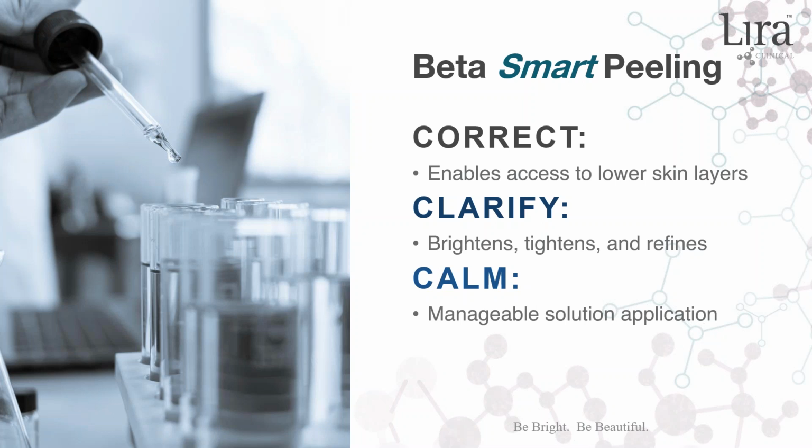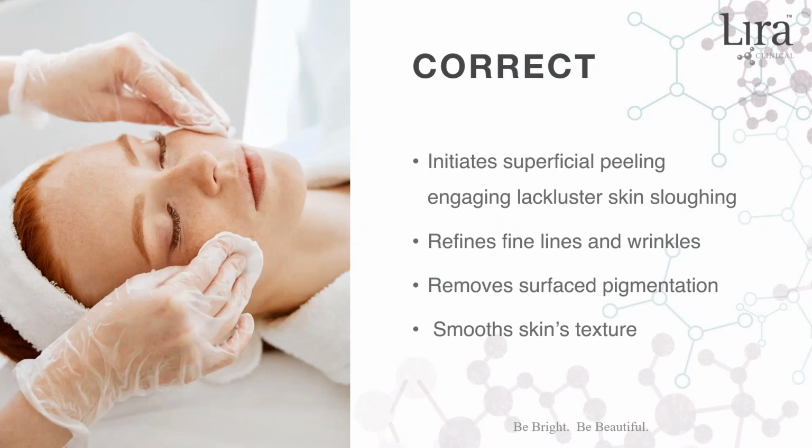So let's look at each one of these specific actions that our Beta Smart peeling does. The first one that we are going to look at is to correct. So when we think of correcting the skin, we want flawless skin. We want bright, beautiful skin. And the way that we are going to do that is going to initiate that superficial peeling. And this is where it can really help with our aging clientele.